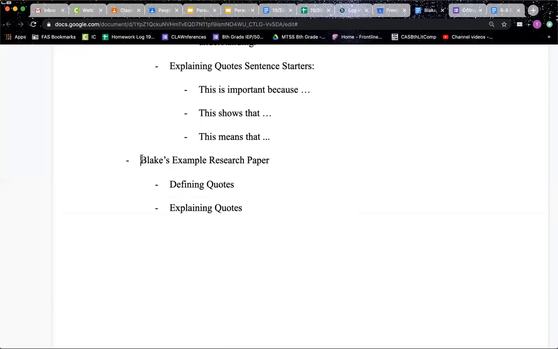At this point, I'm going to take a look at my example research paper. First, I'm going to look at all of the quotes that I have in sequence, and I'm going to see if I need to define any academic terms.